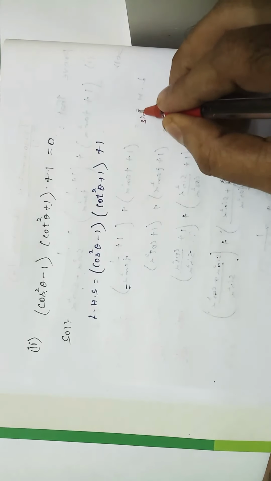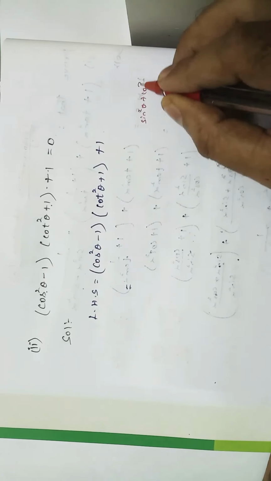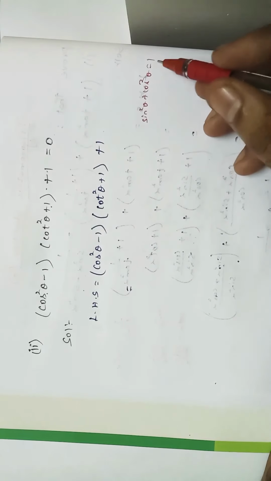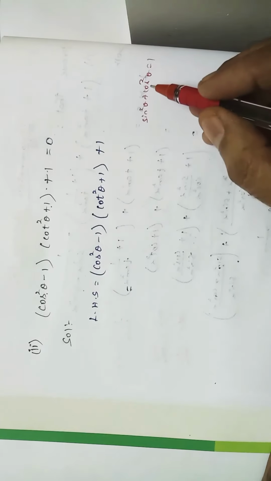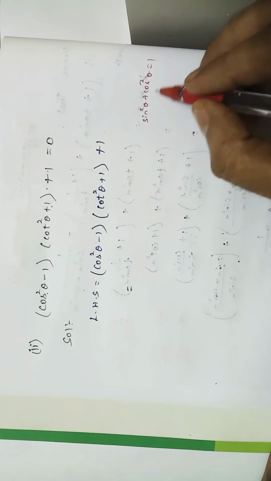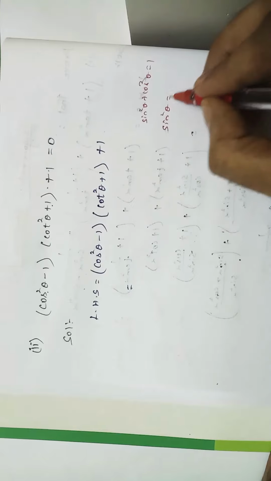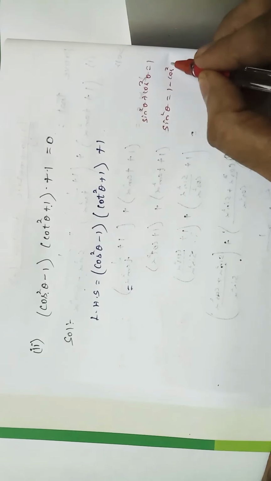See the trigonometric identities. Already we know that sin square theta plus cos square theta is equal to 1. Here we have cos square theta minus 1. So see that cos square theta minus 1: sin square theta is equal to 1 minus cos square theta.